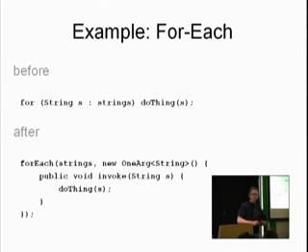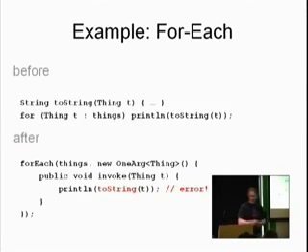But after all, this is a very trivial example. So let's look at a slightly more complicated example of a client. So here we have a client. It has a local method called toString that turns a thing into a string.